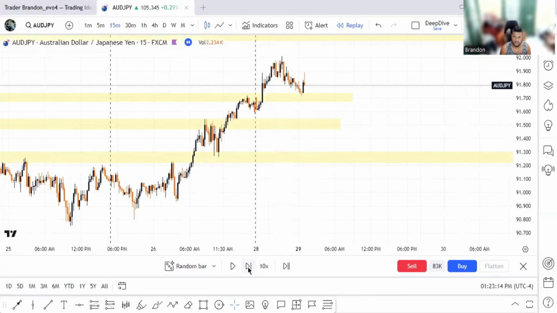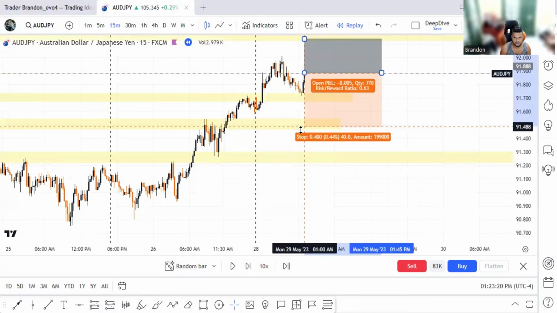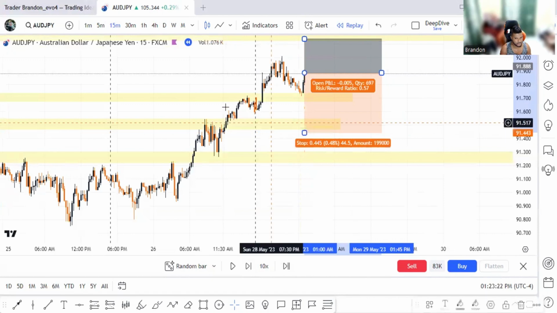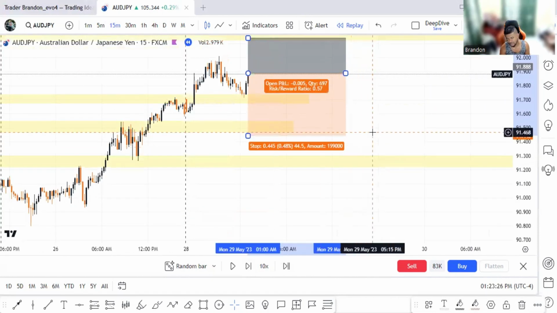So let me play one more candle. All right. So I want to take a look at something. So what if I take that over? What if 44 stop loss? Not the best, but not the worst.